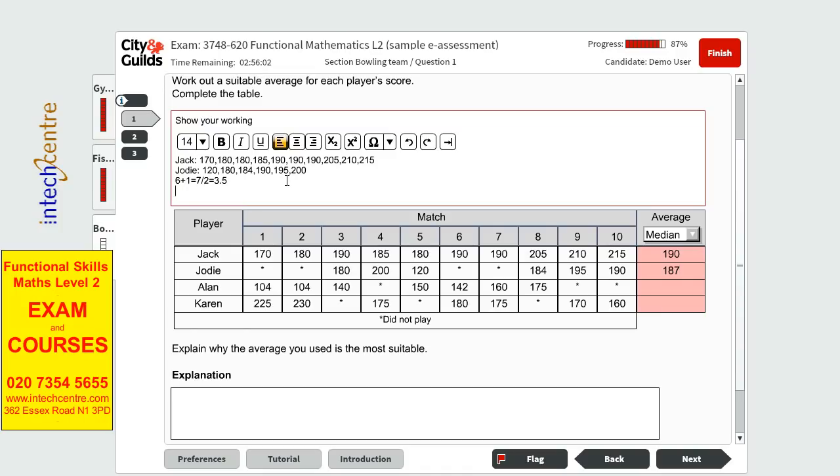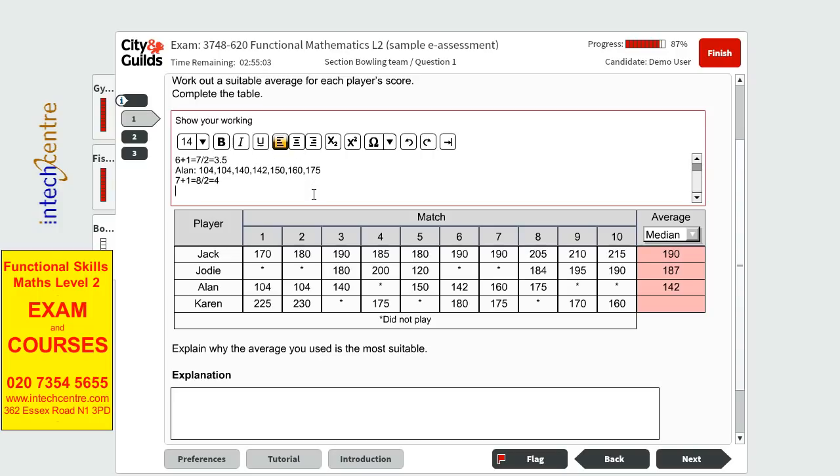Okay, then we have Alan, and we'll put 104, 104, 140, 142, 150, 160, and 175. And then we have again 7 numbers in this case. So we have first with last, second with sixth down, this one down is 142, or what we will do, it's also 7 plus 1 equals 8, 8 divided by 2 equals 4. So the fourth value is 142.